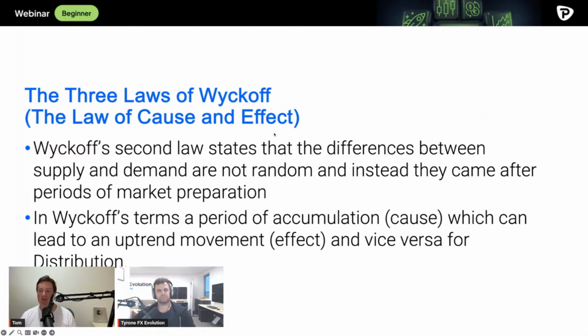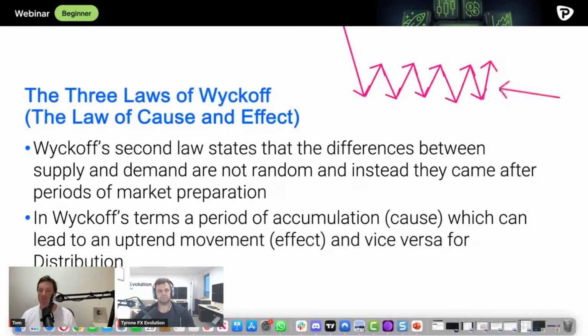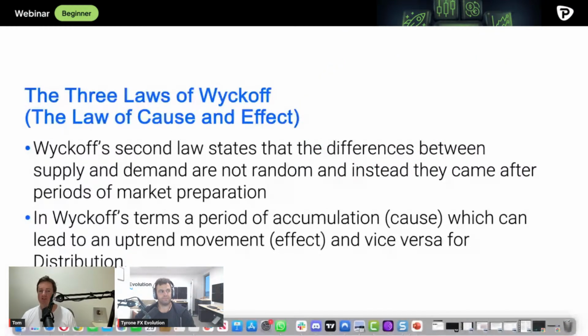So let's now discuss one of the other Wyckoff laws, which is the law of cause and effect. Wyckoff's second law stated that the differences between supply and demand are not random and instead came after periods of market preparation. So markets would come down to a level or go up to a level, and they would prepare for the next big move. A lot of the time, you'll actually see these types of structures formed in candlestick patterns, such as the long or short leg doji, which are basically indecision candles, or as I like to call them, equilibrium types. So in Wyckoff's terms, a period of accumulation was the cause, which could lead to an upward trend movement, which would be the effect of the cause, or vice versa for distribution.